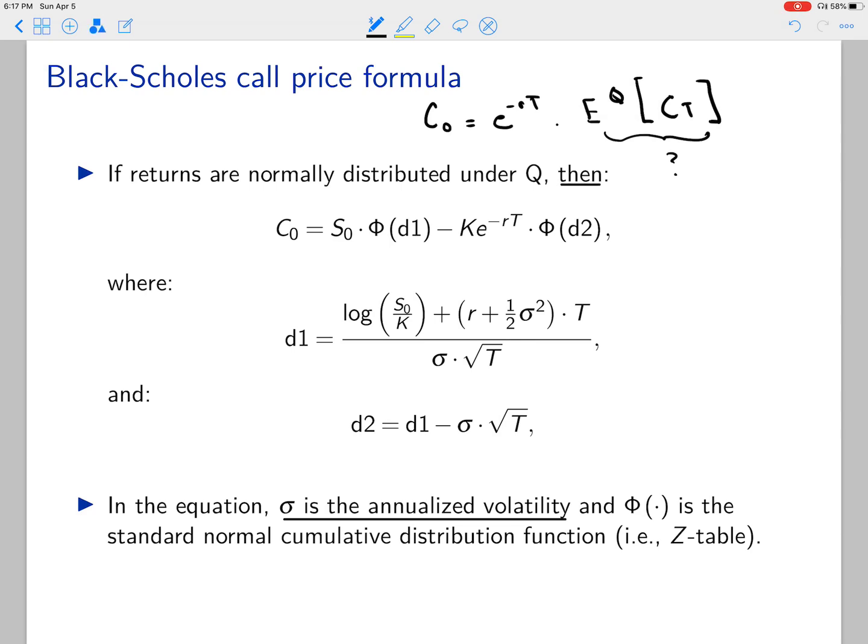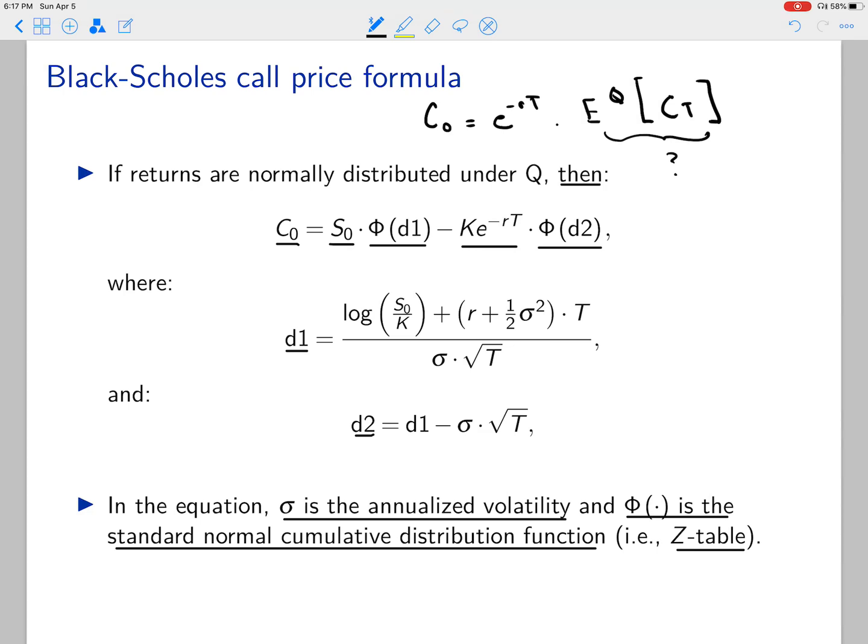It's going to say that the price of the call today, C sub 0, is the difference between two terms. It's equal to S sub 0, the current stock price today, times some quantity called phi of D1, minus the present value of the strike K, times something called phi of D2, where D1 and D2 are constants given by these equations, and phi is the standard normal cumulative distribution function. It's the CDF of a standard normal random variable, or that Z table you learned about in your Stats 101 class.